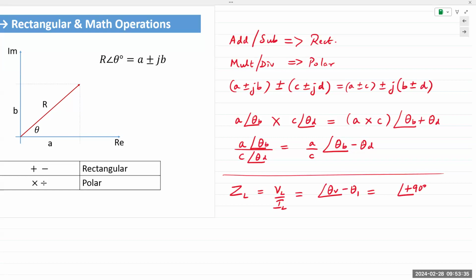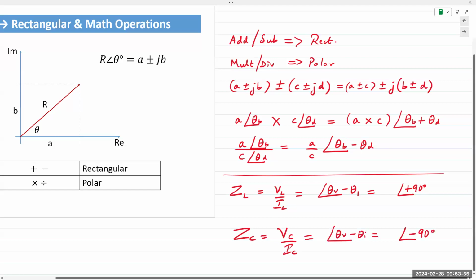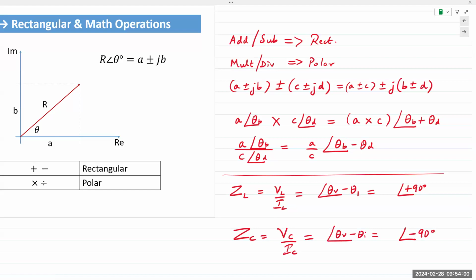For a capacitor, it's the opposite. VC over IC, where voltage lags the current, or the current is ahead by 90 degrees. So when you do theta V minus theta I, you get minus 90 degrees. If you plot it up, then the impedance for an inductor is pointing straight up. Impedance for a capacitor is pointing straight down. They are 180 degrees out of phase. Plus 90 and minus 90.